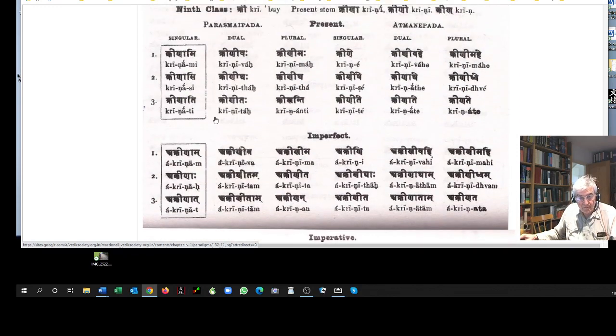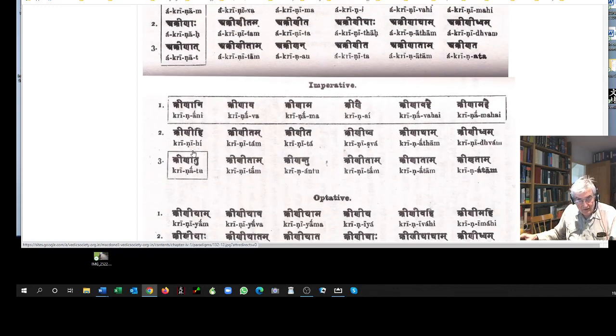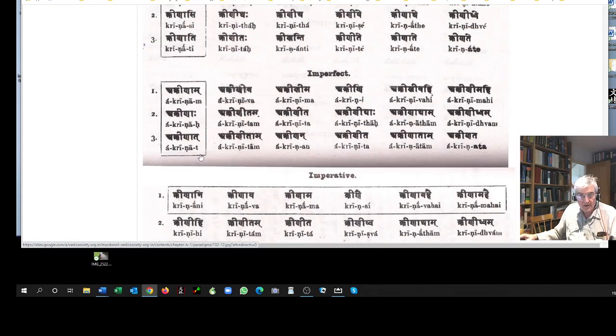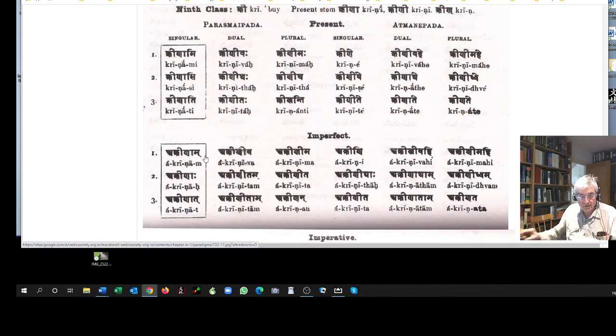And again note, strong forms and weak forms, they're exactly the same pattern as in all of the other second conjugation verbs. So you get kri, na, ti, and kri, ni, te, krinati, krinite.